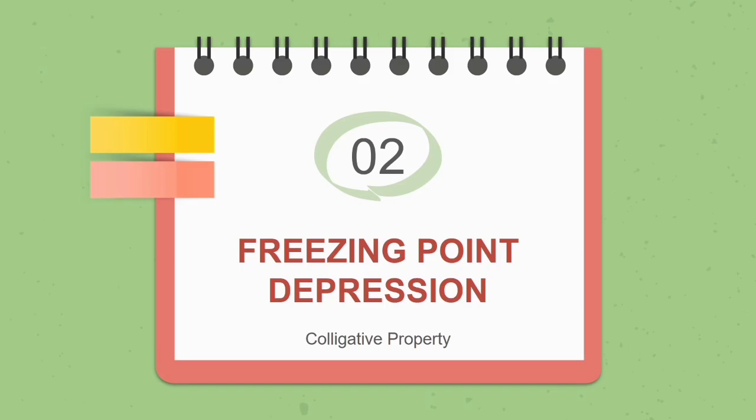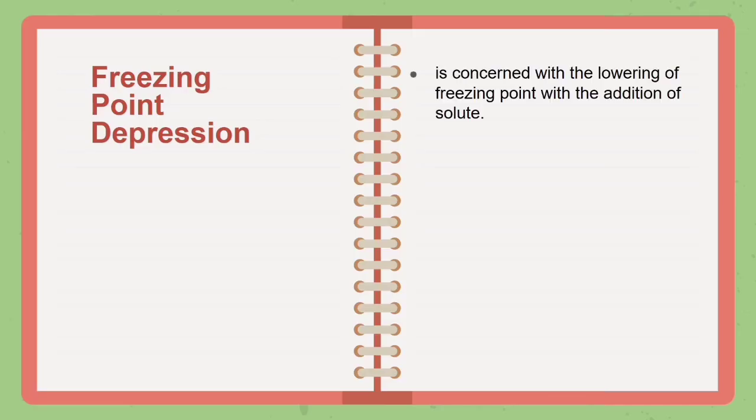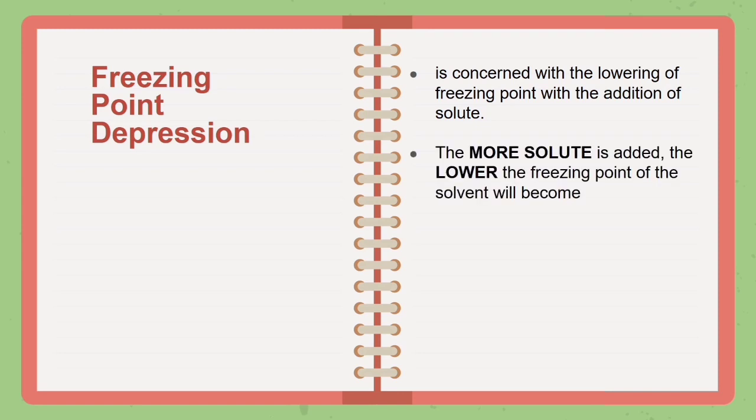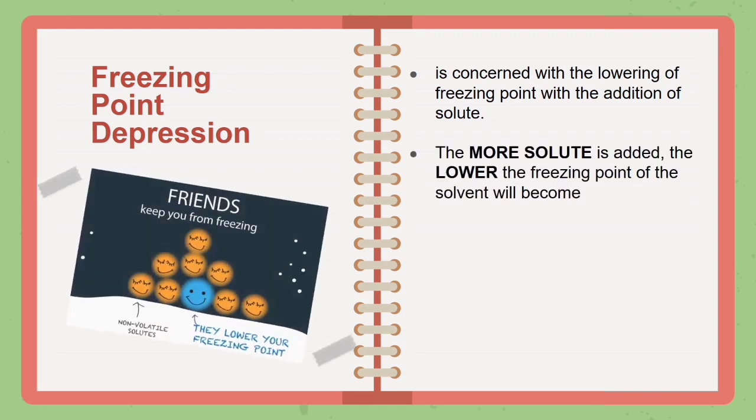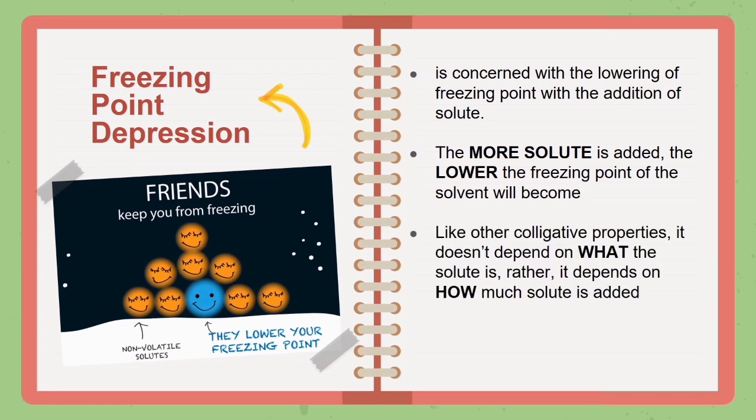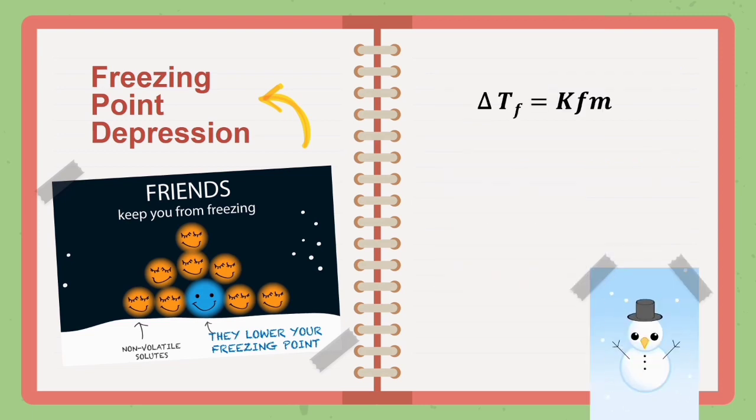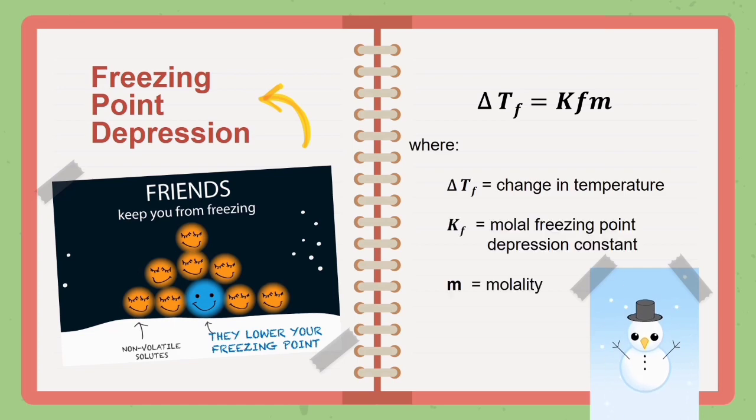Freezing point depression, as its name suggests, is concerned with the lowering of freezing point with the addition of solute. The more solute is added, the lower the freezing point of the solvent will become. Like other colligative properties, freezing point depression does not depend on what the solute is, rather it depends on how much solute is added. So the formula for freezing point depression is the following. Delta T is equal to Kf m.